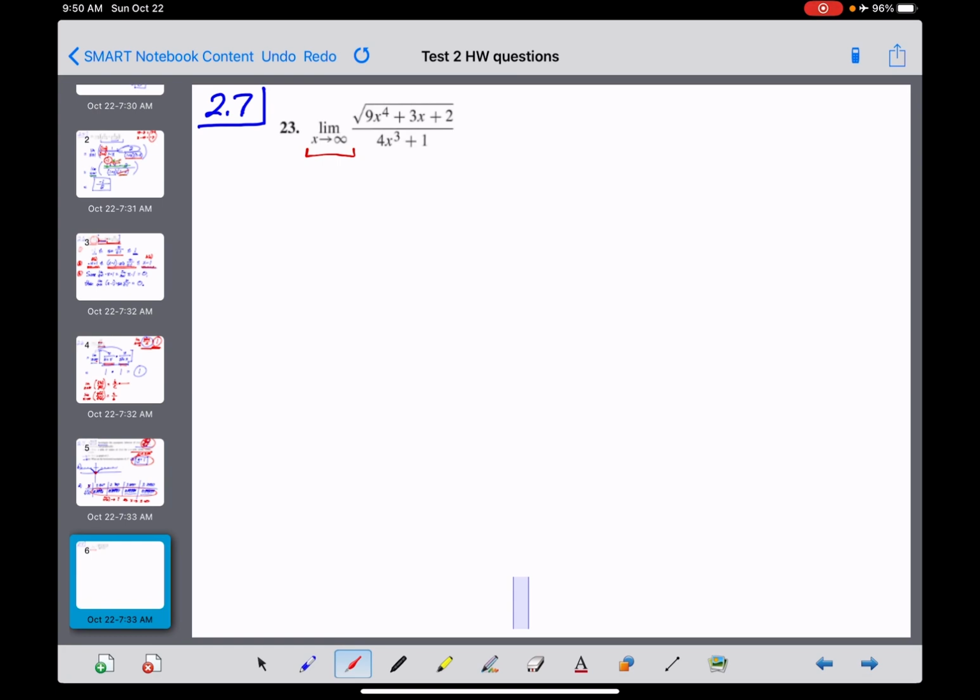What terms are those? This 1 right here, this 2, and this 3x. Those are what we call negligible terms. And all we really care about are the highest degree terms in both the numerator and the denominator. So this limit, guys, is equivalent to the limit as x approaches infinity of, still need to worry about the square root here of 9x to the 4th, and the denominator is 4x cubed.